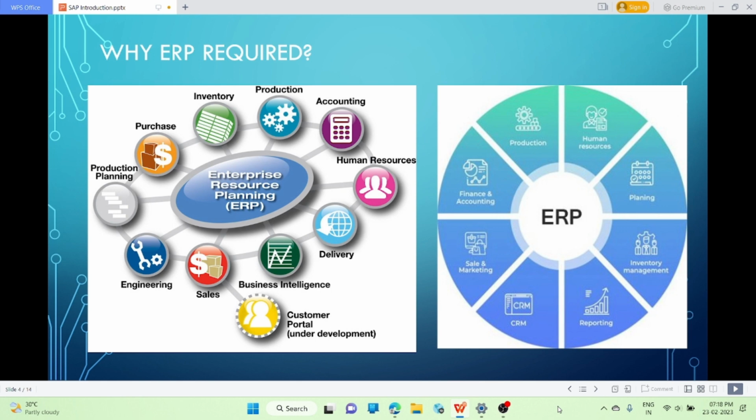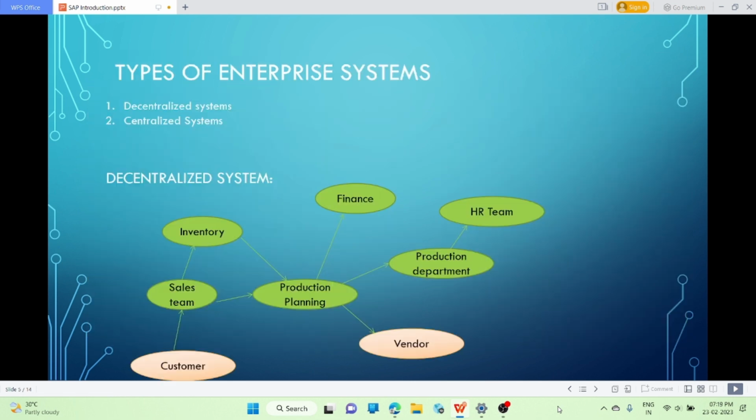Did you understand what I am saying? Yeah, getting. Yeah. For this, we need software to maintain this data. We need one software, and that is enterprise resource planning.